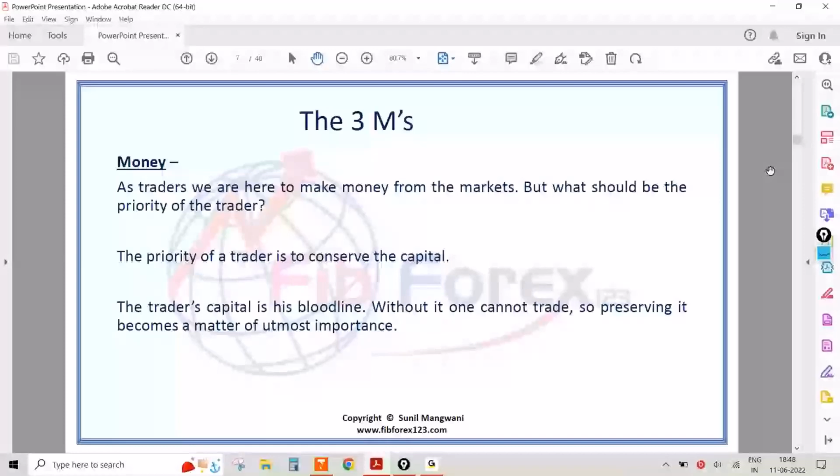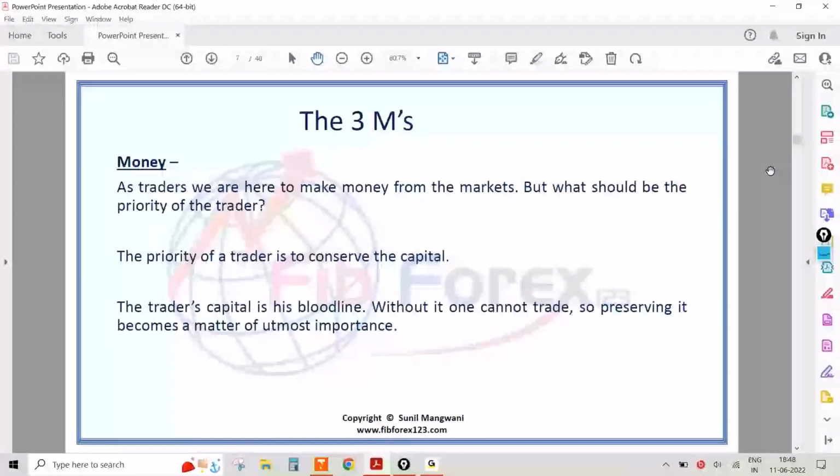So I'm going to start with money. We are going to talk about money over here, and at the end of the session, we are going to go over the mind and the method factor in a very small way. But this session, this webinar, is all about money. So let's talk about money.